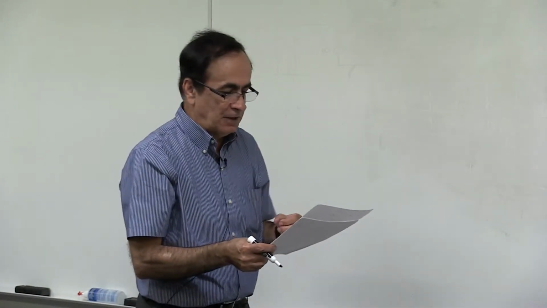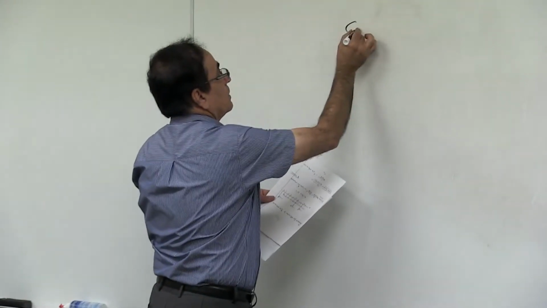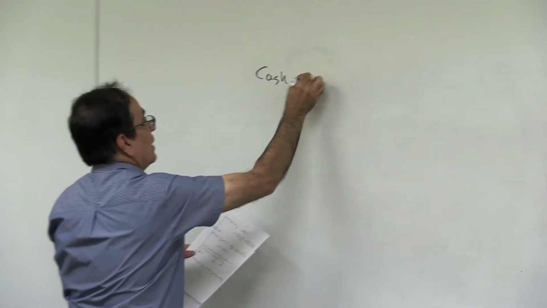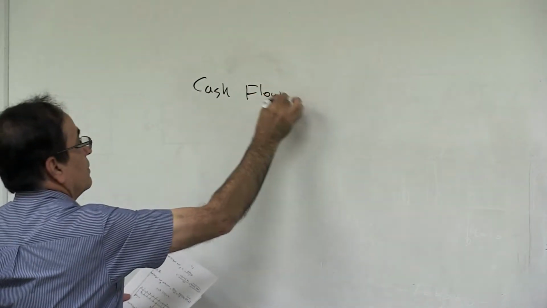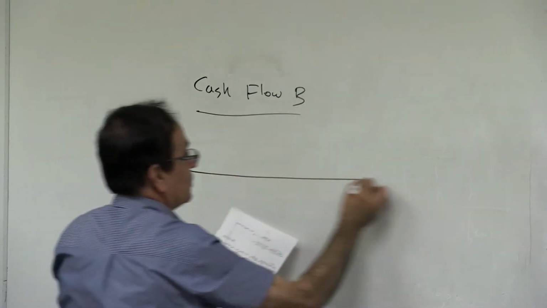Now we're going to do alternative B. Alternative B has a life of infinity. It means the equipment is going to last forever if you do some maintenance. So the first thing we do is draw the cash flow diagram for the alternative. You have the initial cost of 200,000.